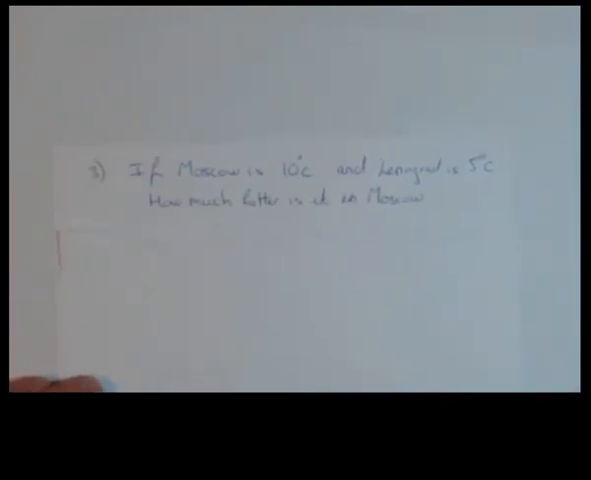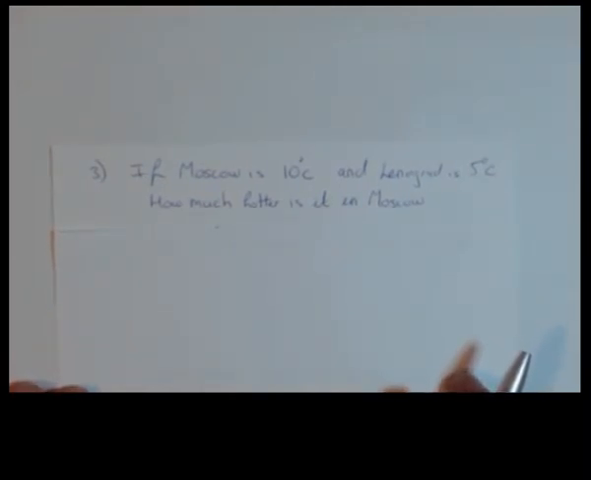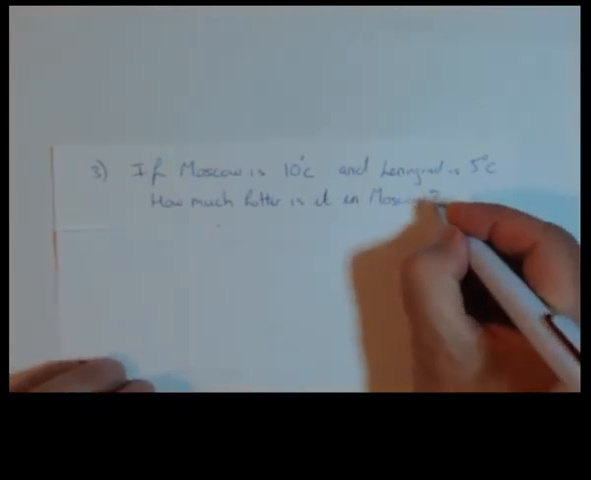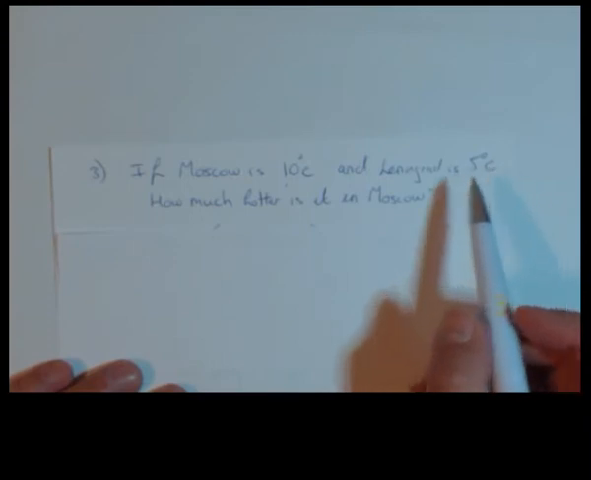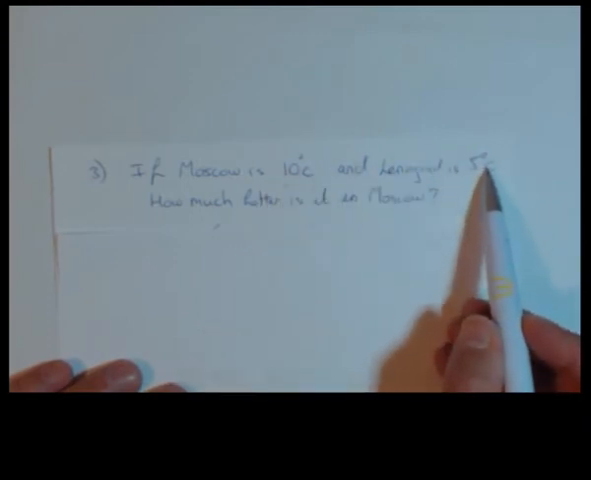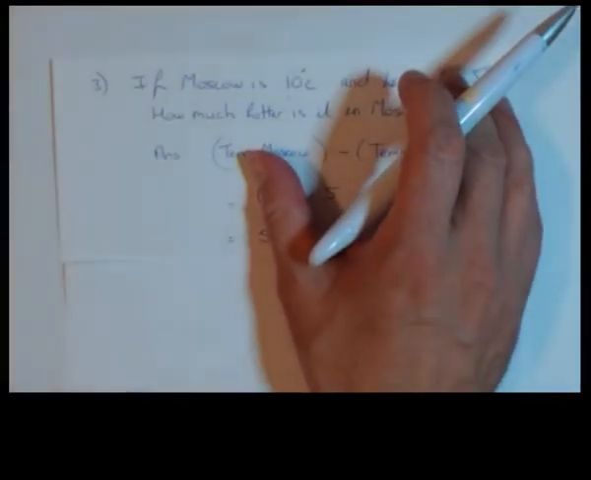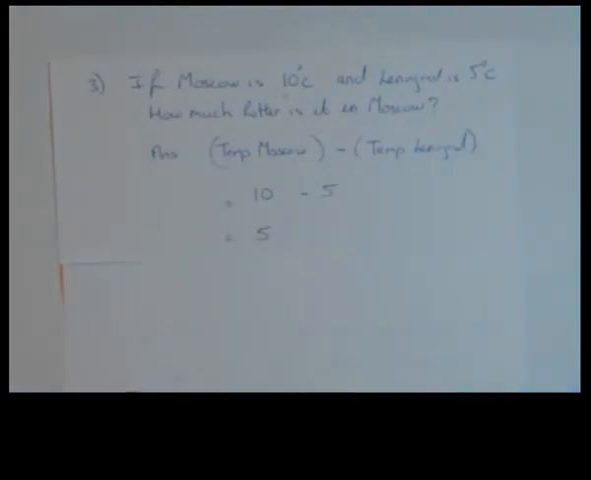So that brings us to the third type of question that we did yesterday. If Moscow is 10 degrees and Leningrad is 5 degrees, how much hotter is it in Moscow? Just put a little question mark on there. So if we work this out, Moscow's hotter than Leningrad. How much hotter is it? Well, we have to subtract the temperature of Leningrad from the temperature in Moscow. But one thing that I want you to do now is I want you to start writing down what you're doing as you do it.